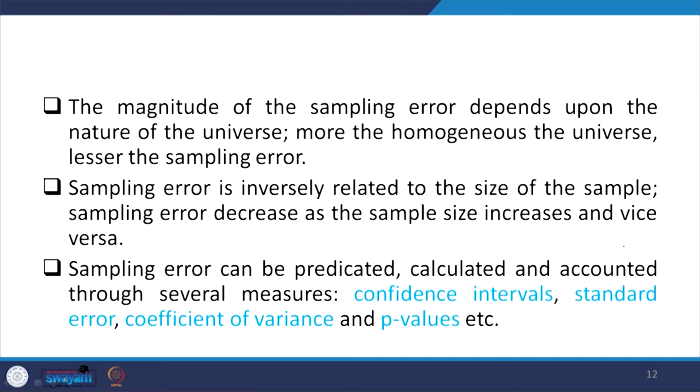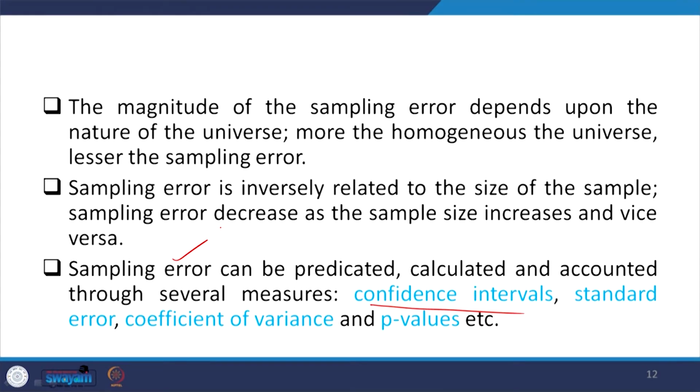The magnitude of the sampling error depends on the nature of the universe, and the more homogeneous the universe, the less the error, as I already discussed. Sampling error is inversely related to the sample size, which we have already discussed. Sampling error decreases as the size increases and vice versa. Sampling error can be predicted, calculated and accounted for through several measures, like the confidence interval. We will discuss those indicators, where size also matters.